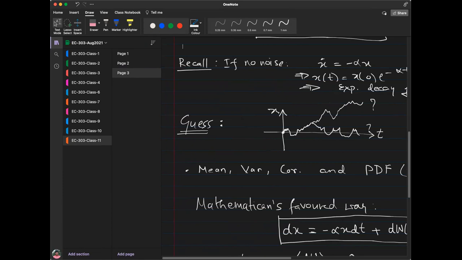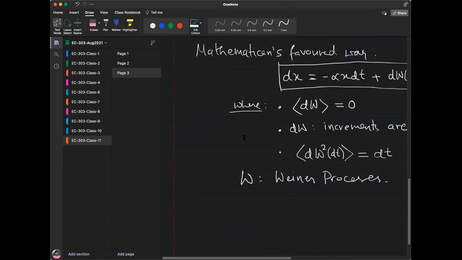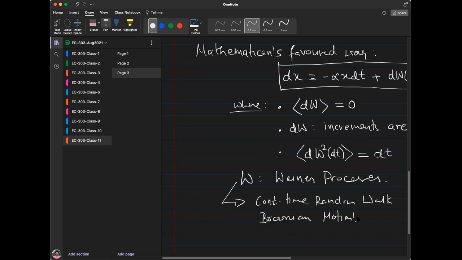Sure, go ahead. I think Sean had a question. Is the Wiener process defined similar to a random walk? Yeah, the Wiener process is basically a mathematician's version of, it's basically a continuous time random walk. Absolutely, your intuition is perfect. It's also basically a formal version of Brownian motion. Absolutely right.